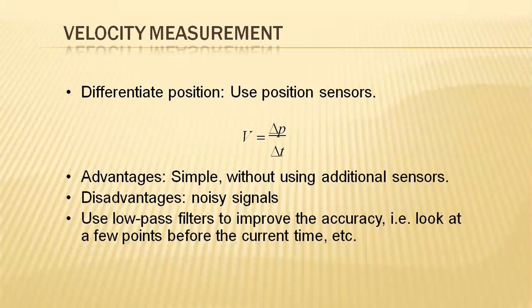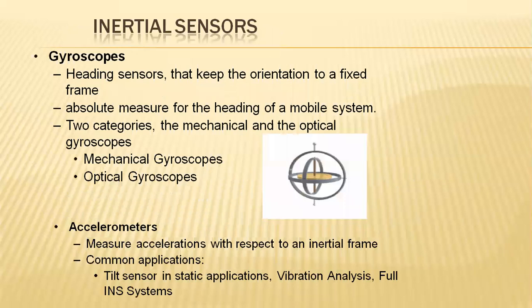In order to overcome this disadvantage, the low pass filter will be utilized for improving accuracy. Among the internal sensors, the gyroscope plays a major role, which will have fixed orientations in the frame. There are two types of gyroscopes: mechanical gyroscope and optical gyroscope.